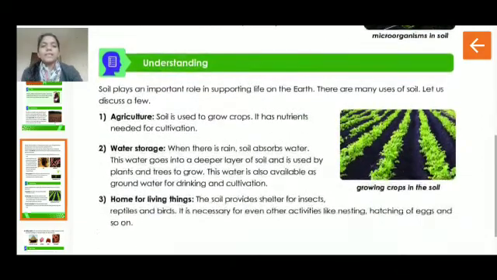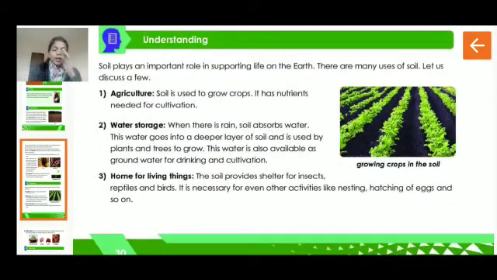Now we will see the understanding section. Till now we have seen how soil is important. We have discussed how different animals or different organisms use soil, how the soil is useful for them. Now we will see where soil is more important. What is the role of soil in supporting our life?